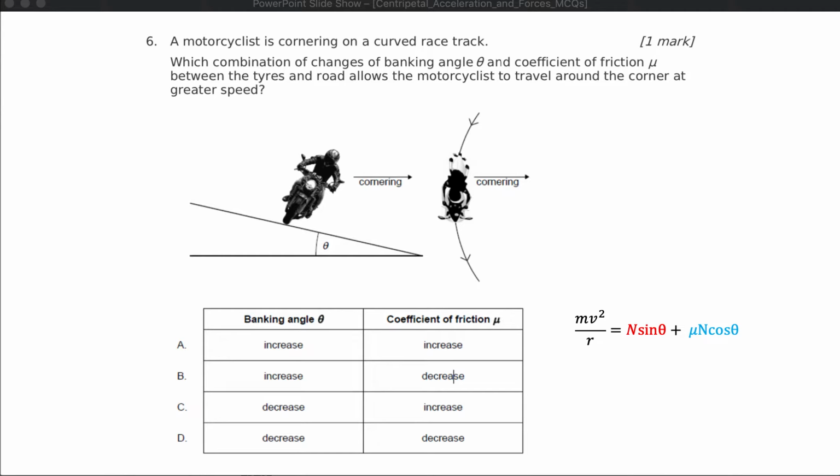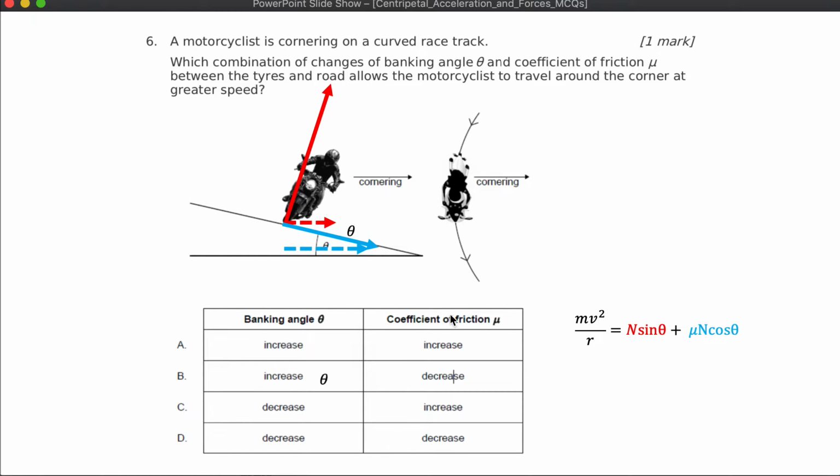Now, the centripetal force is given by this equation here. mv squared over r is equal to N sine theta plus mu N cos theta. Mu here is the coefficient of friction, and theta is the angle. Where does this come from? Well, we've got a normal force here, N, and therefore a component acting towards the center of the circle. We've also got the friction force, and it has a component, and I've put this just on the bottom here as well. The centripetal force is going to be the sum of these two forces.